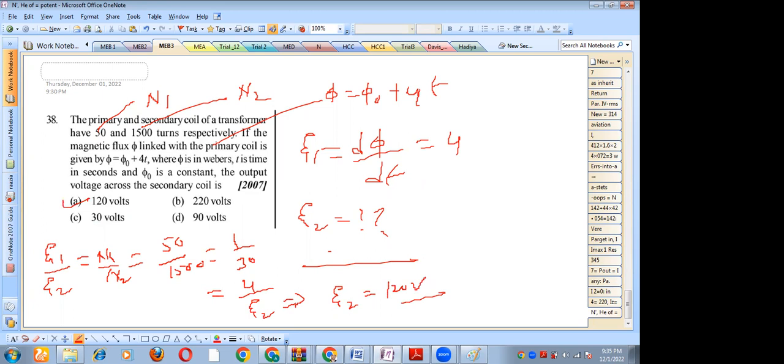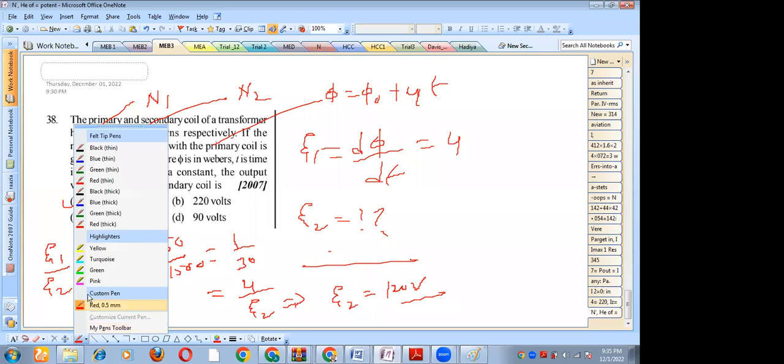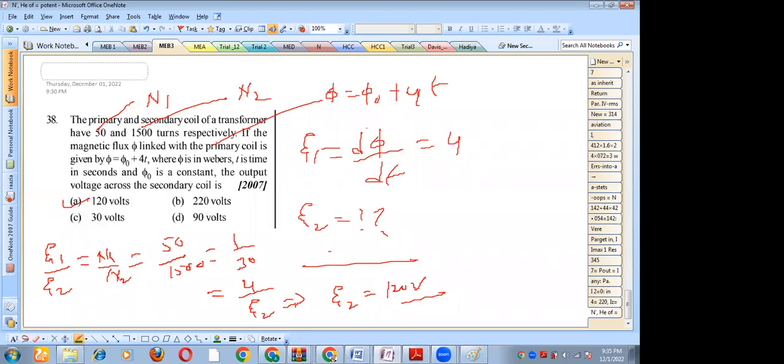So see, questions are not very difficult. If you know the basics, you can easily solve the questions. So if you see here, what was the concept? The main concept was that the EMF is given by the rate of change of flux. This is the main turning point of this question. If this one clicks in your mind, you can easily solve the question. Otherwise, you can't solve it. It is very important that you know how to apply the right concept at the right time.